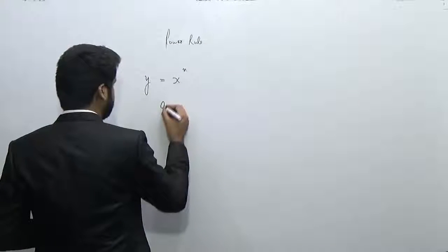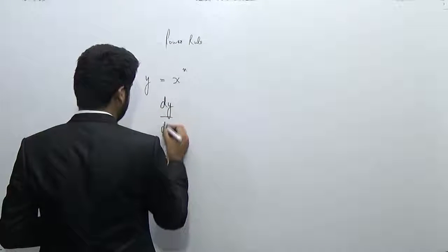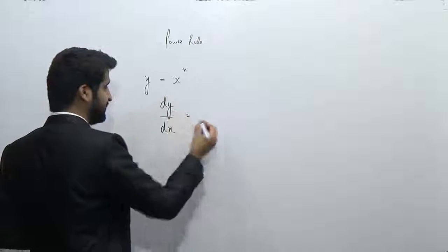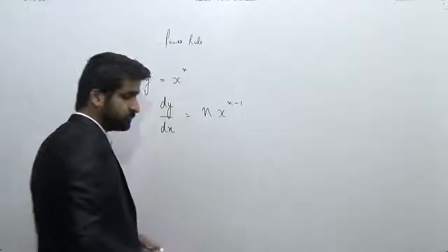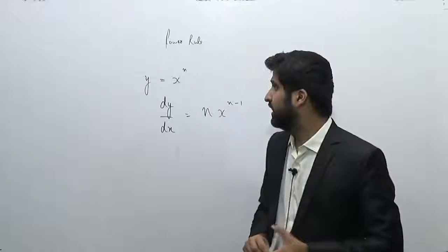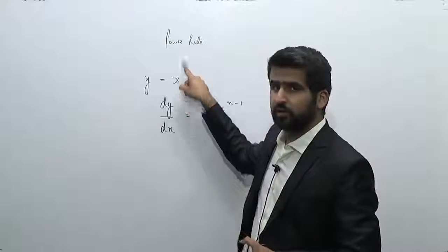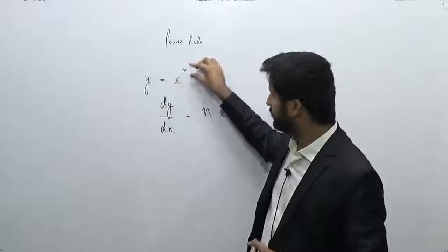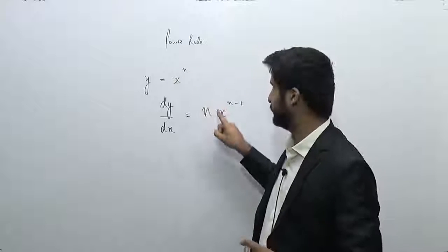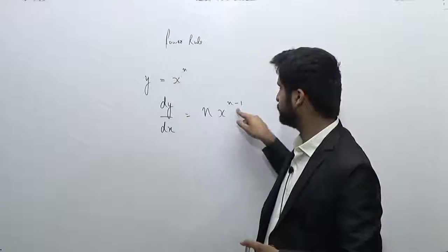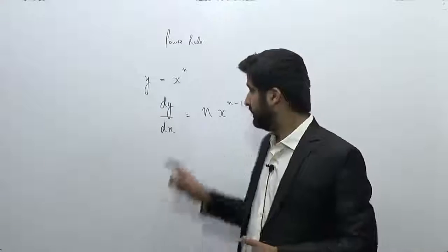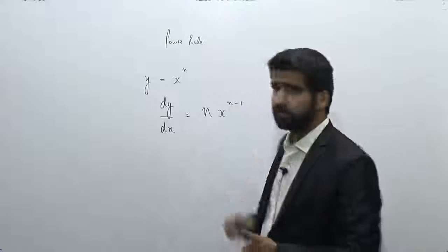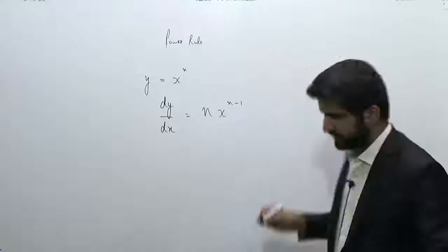So the common result we obtain from here is that dy by dx of this function is n x to the power n minus 1. So what will happen here is that this exponent n will come in the front and we will subtract 1 from this exponent. So this will become n times x to the power n minus 1. So if the function is x to the power n, then the differentiation or the derivative of the function will be n x to the power n minus 1.